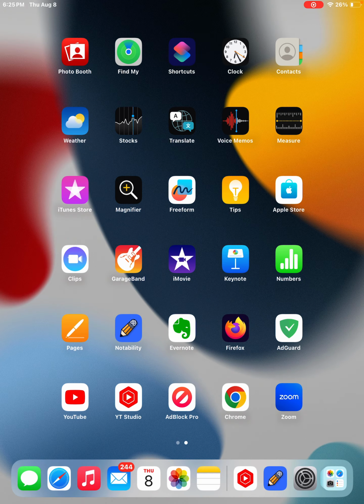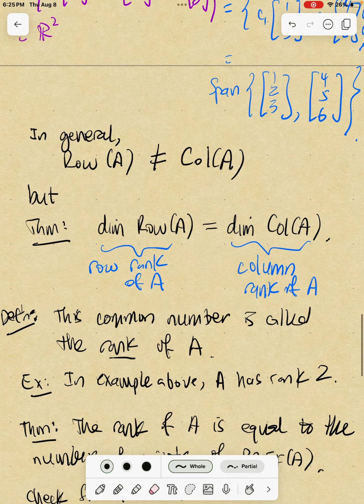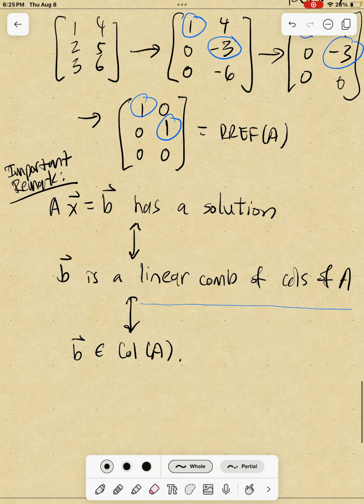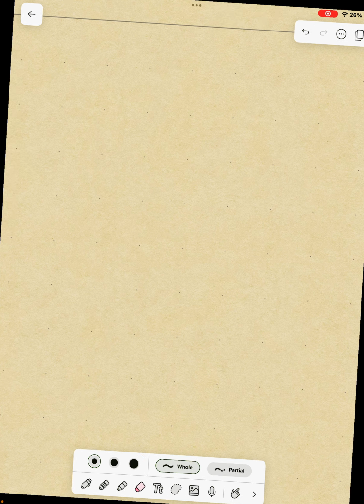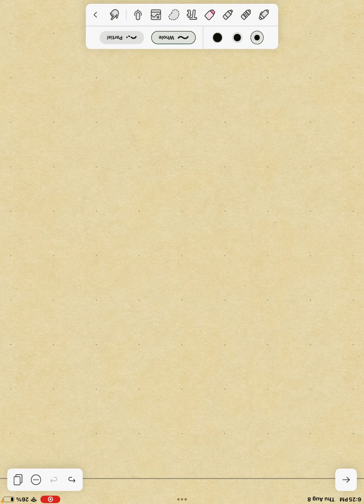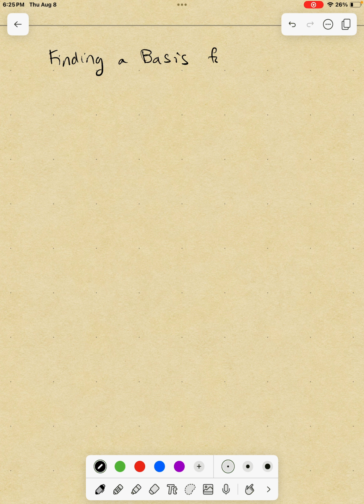Alright, in this video I want to talk about the column space a bit more, in particular how to find a basis for the column space. So, finding a basis for the column space of A.